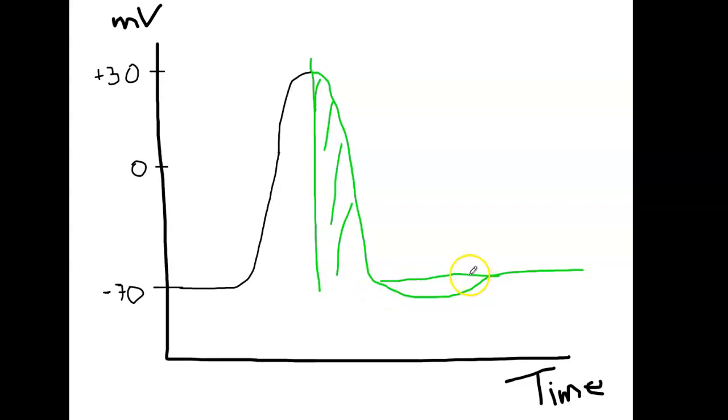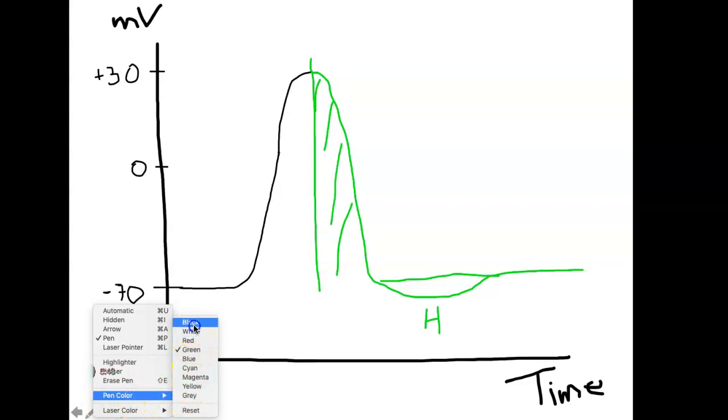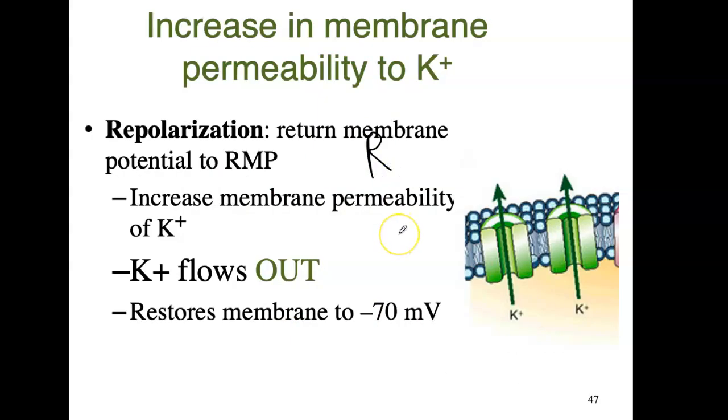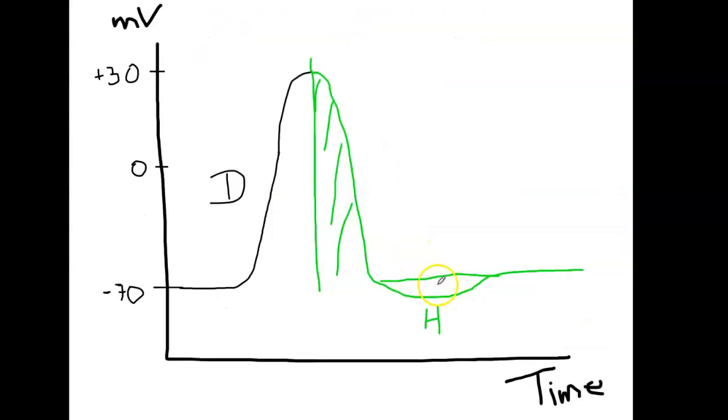So by overshooting then, this is going to be the region of, I'm just going to put an H, hyperpolarization. So this region, let's go back to black, is, I'm going to put D here, depolarization. This region is repolarization, and hyperpolarization as it overshoots and then comes back to resting membrane potential.